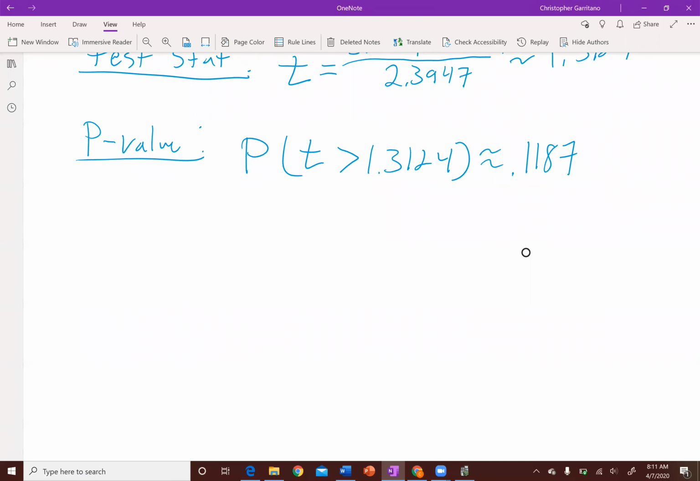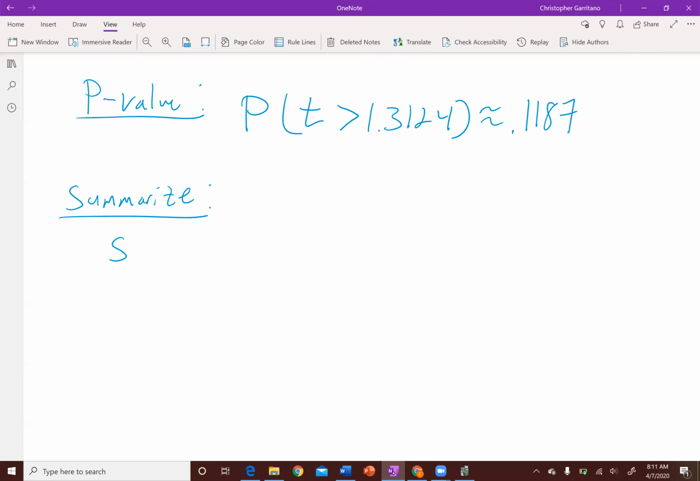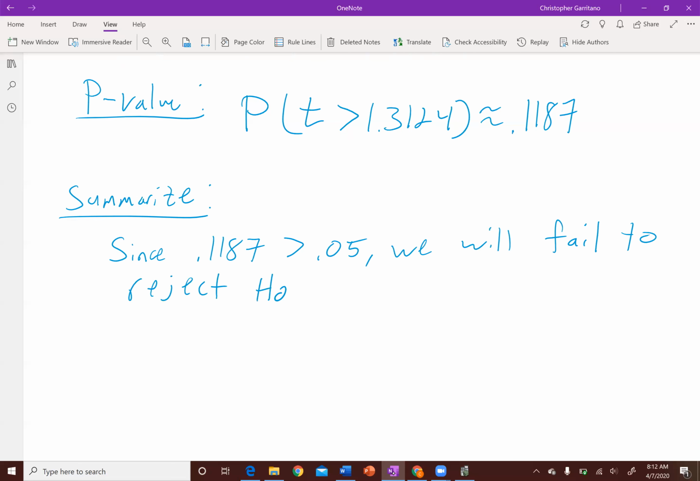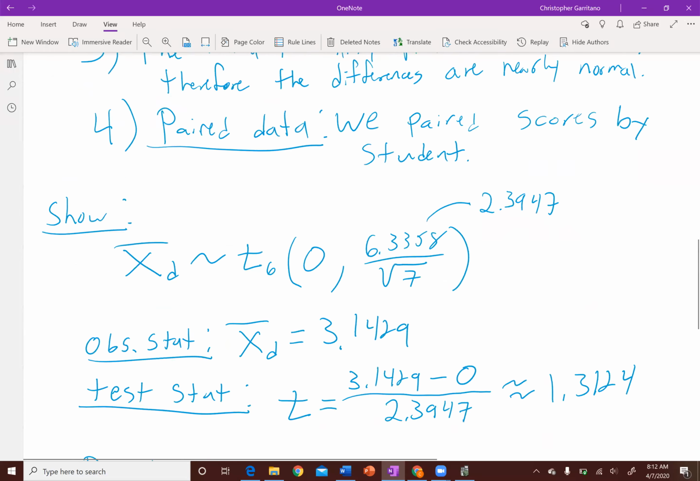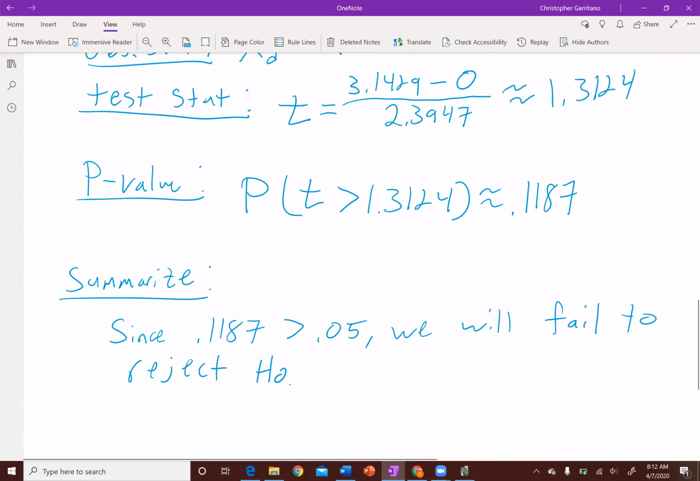Okay, now we are ready to make a decision. I'm not going to interpret the p-value here, because you've seen many examples of that, so I'm just going to go ahead and make the decision. Of course, I'm going to compare the p-value to alpha. And since 0.1187 is greater than our alpha value of 0.05, we will fail to reject H null, which is kind of sad. So this is providing evidence that the summer school isn't really providing an effective change in these students.